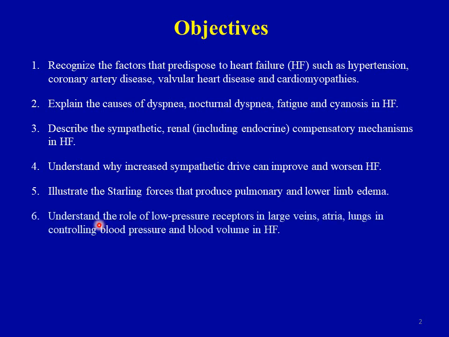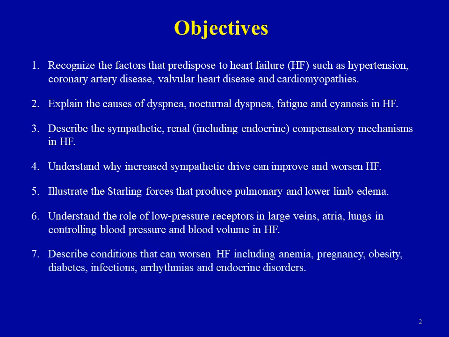Objective number 6 is to understand the role of low pressure receptors in large veins, atria, and lungs in controlling blood pressure and blood volume in heart failure. And then we'll describe the conditions that can worsen heart failure, including anemia, pregnancy, obesity, diabetes, infections, arrhythmias, and endocrine disorders. And finally, describe the principal investigations which aid in the diagnosis of heart failure.